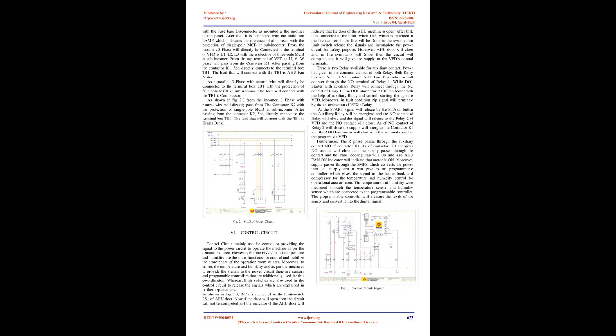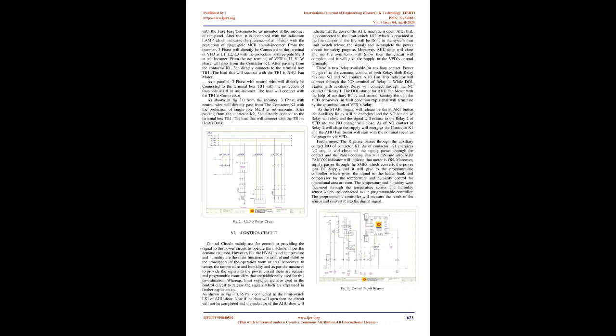From the O/P terminal of VFD, the U, V, W phases will pass through the contactor K1. After passing through the contactor K1, 3PH directly connects to the terminal box TB1. The load that will connect with the TB1 is the AHU fan motor. In parallel, three-phase with neutral wire will directly be connected to the terminal box TB1 with the protection of 4-pole MCB at sub-incomer. The load that will connect with the TB1 is the compressor.